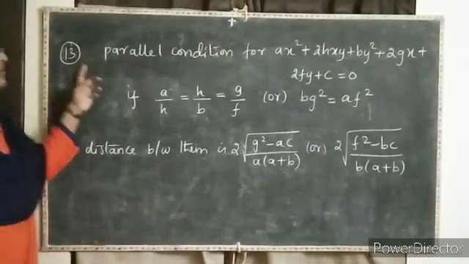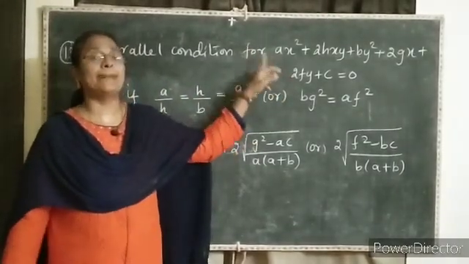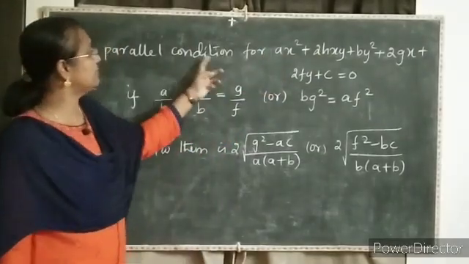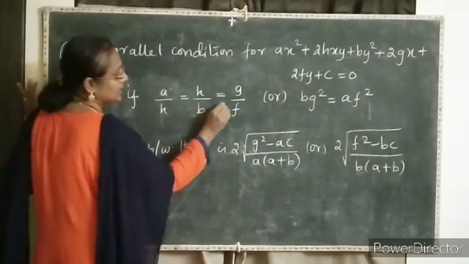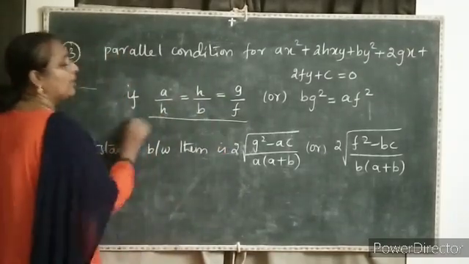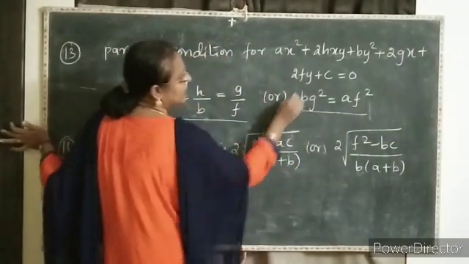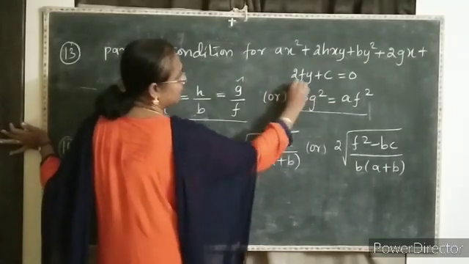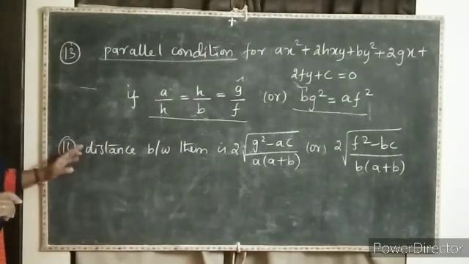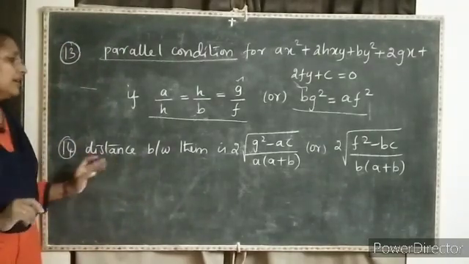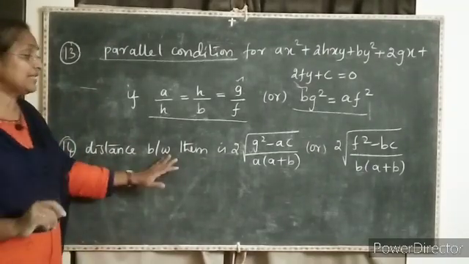Okay, students. Now look into the parallel condition for this non-homogeneous equation. For this type of pair of straight lines, the condition for parallel is a divided by h equal to h divided by b equal to g divided by f, or else we can say bg squared is equal to af squared. You can use either this formula or this formula to check whether the given lines are parallel. Okay, now the next important formula is finding the distance between the two straight lines, that is, parallel lines.